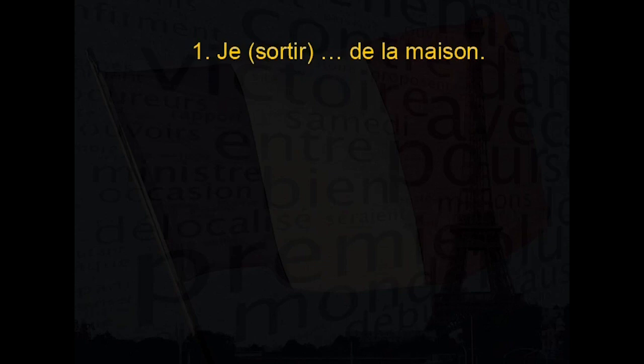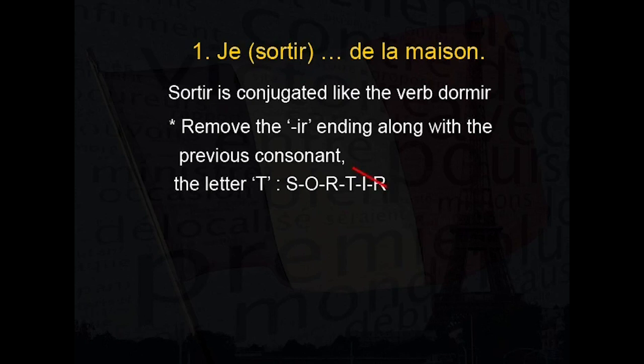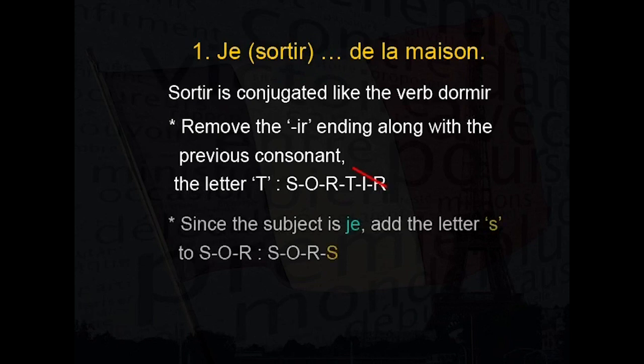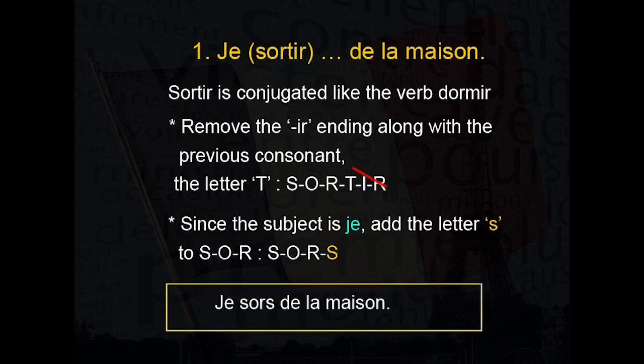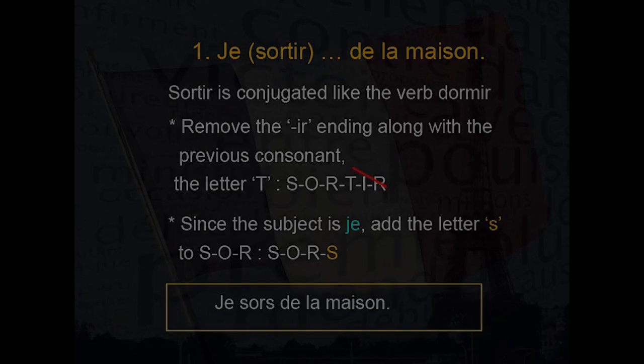1. Je sortir de la maison. Sortir is conjugated like the verb dormir. So we first remove the IR ending along with the previous consonant, the letter T. Then, since the subject is the first person singular, we add the letter S to S-O-R. So we have S-O-R-S. Je sors de la maison. This means in English, I leave the house.